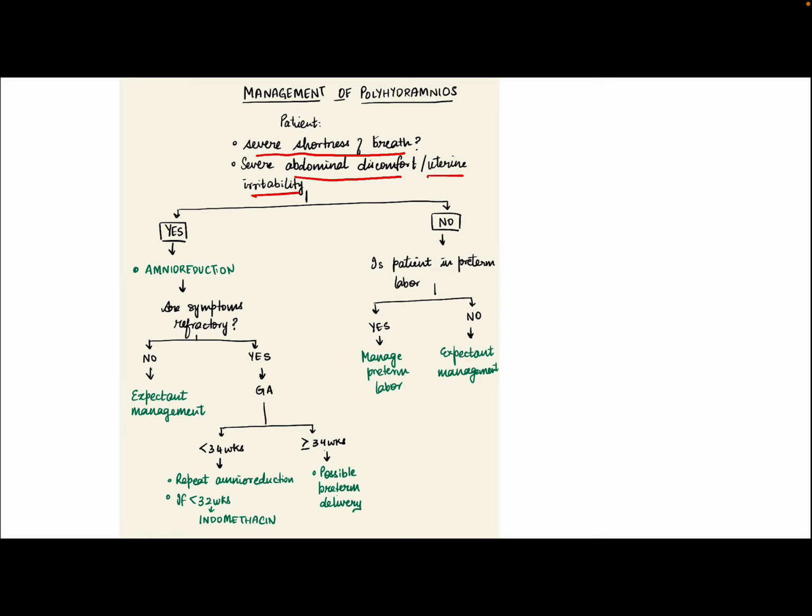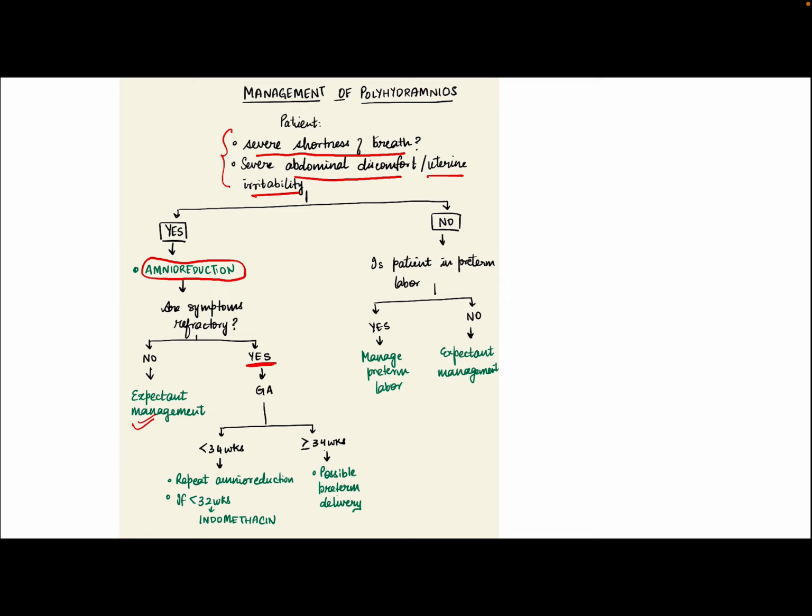But in case of severe polyhydramnios causing severe symptoms such as these to the mother, then we will go for amnio reduction. Amnio reduction basically is inserting a needle to remove some amount of amniotic fluid in order to reduce these symptoms in the mother and improve maternal comfort. After amnio reduction, we'll check if the symptoms are refractory. If not, we can just continue with expectant management.